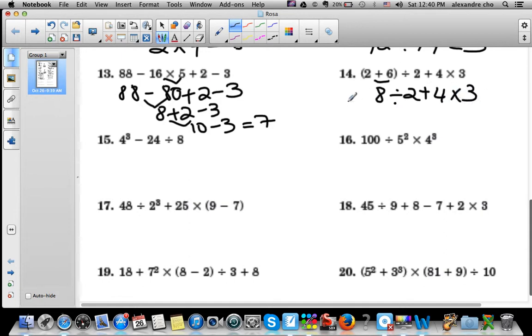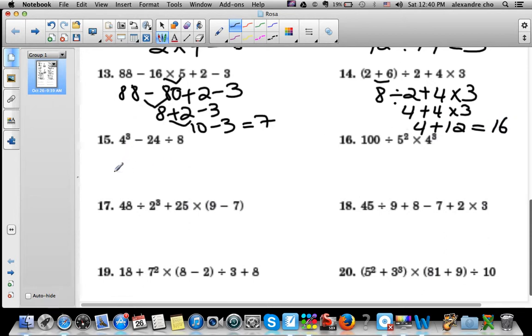Now, no more parentheses. There are no exponents, so we do division or multiplication. In this case, we'll do division because it came first. So 8 divided by 2 is 4, plus 4 times 3. Now we'll do multiplication. We copy the first 4, leave it alone. The plus sign, leave it alone. And 4 times 3 is 12. And that gives us the final answer of 16.